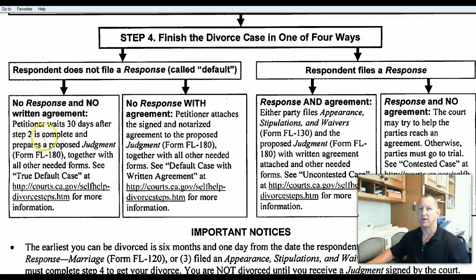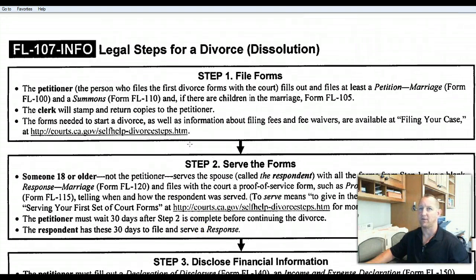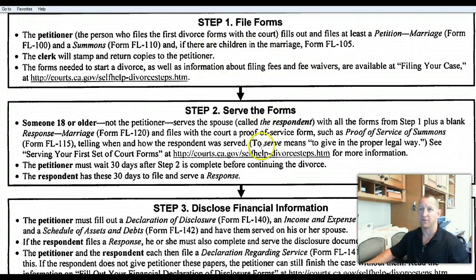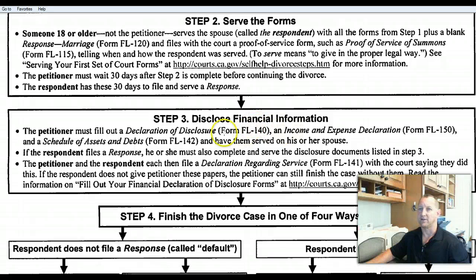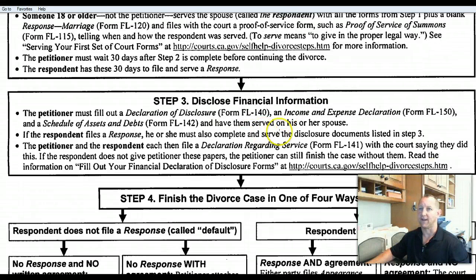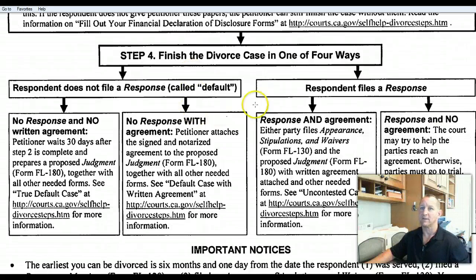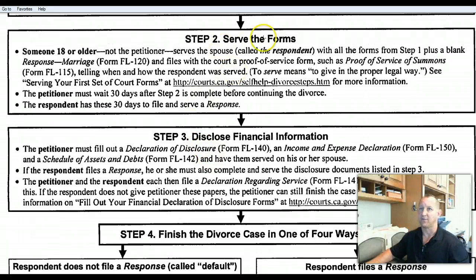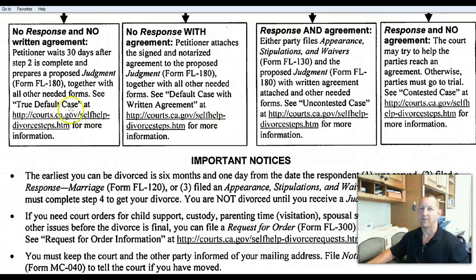Now, one thing to note here is you cannot file for a default judgment. You have to wait 30 days after you complete step 2. Let me just use here the court's legal steps for divorce. So far, we've talked about filing your forms, how to serve the forms, and how to file and serve your disclosures and financial information. Now we're on step 4. So after you've waited 30 days after step 2 is done, which is after the forms have been served, then you can file for your default judgment. Now, let's take a look at what forms are needed in this true default case.